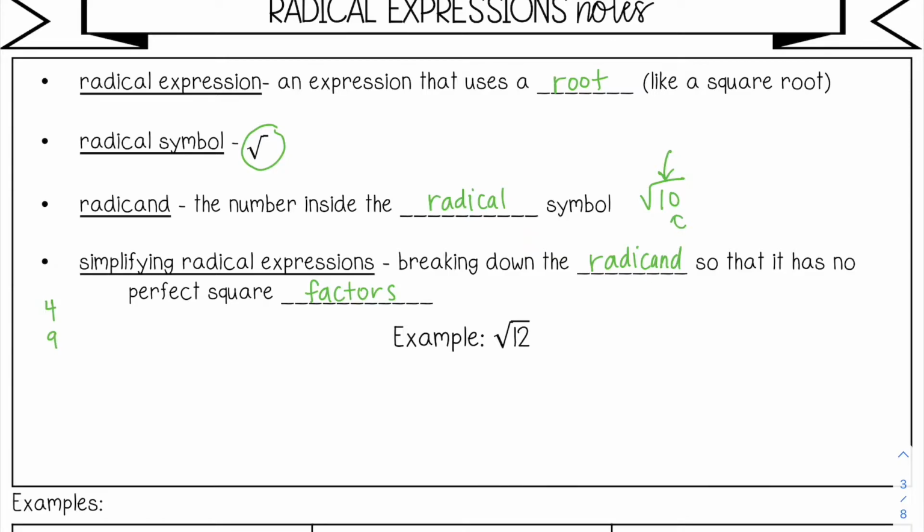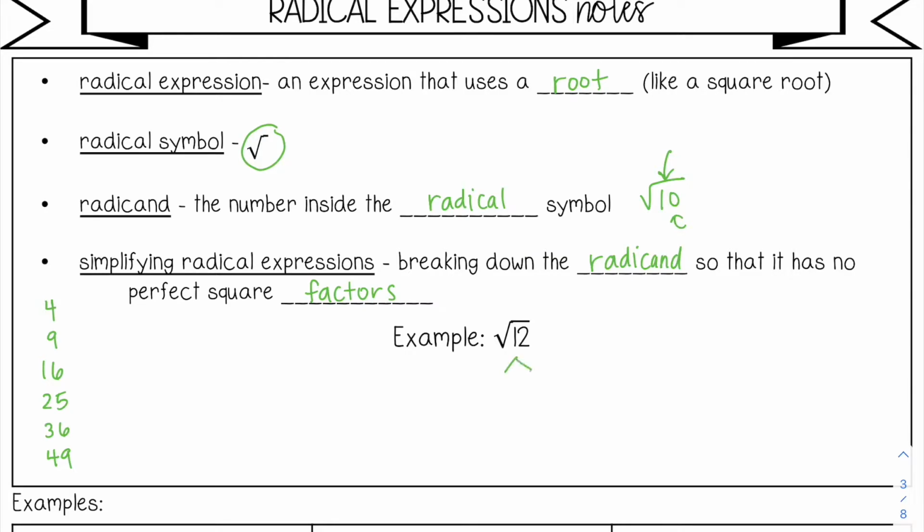3 squared is 9, 4 squared is 16, 5 squared is 25, 6 squared is 36, 7 squared is 49. That's probably all we need for simplifying. So I want to look at the number 12 and I want to try to find the biggest number out of this list that will divide evenly into 12. So really the only number that's going to divide into 12 is 4.